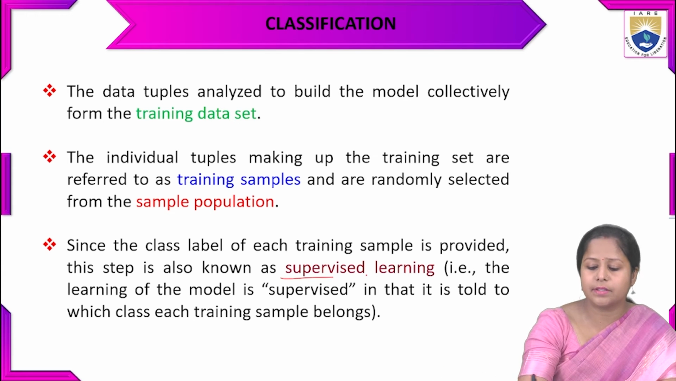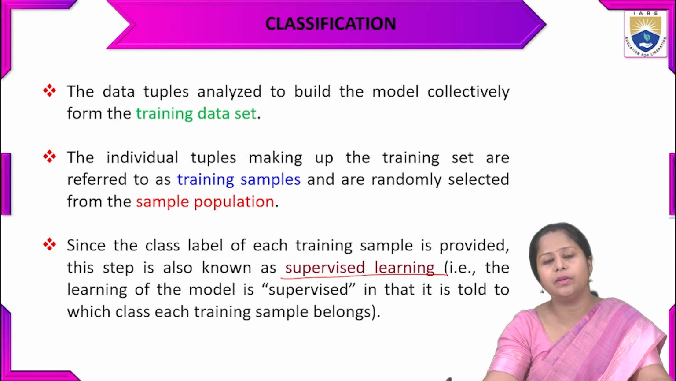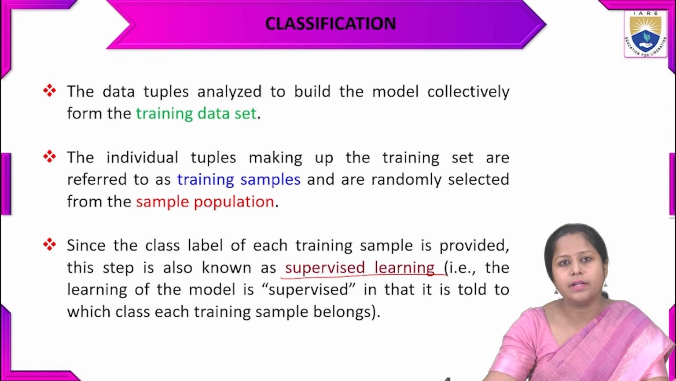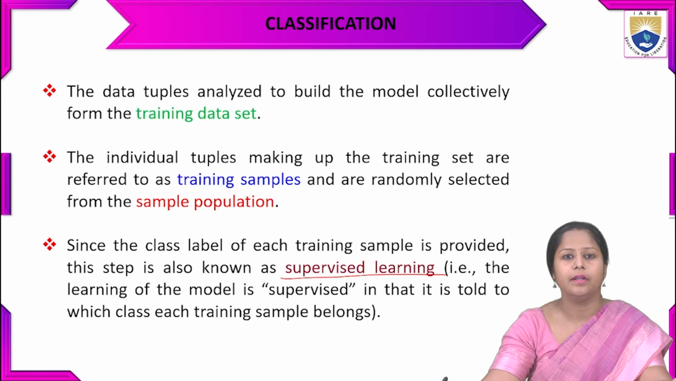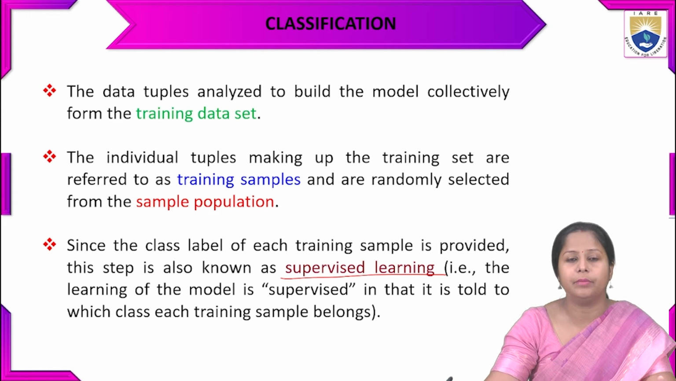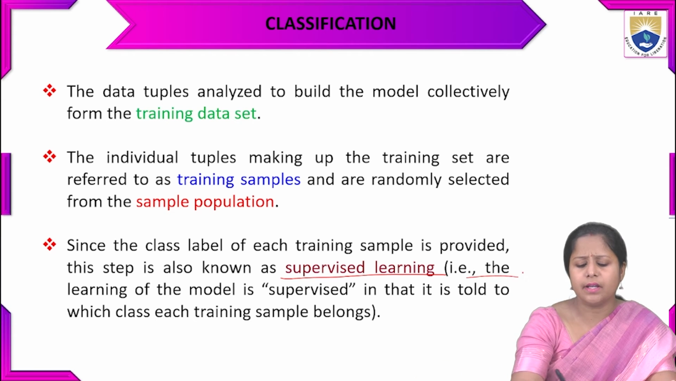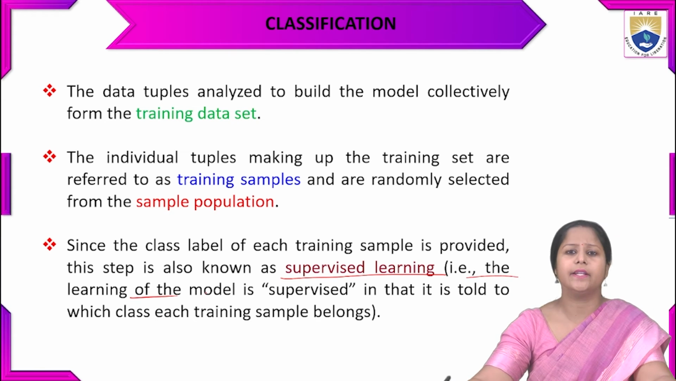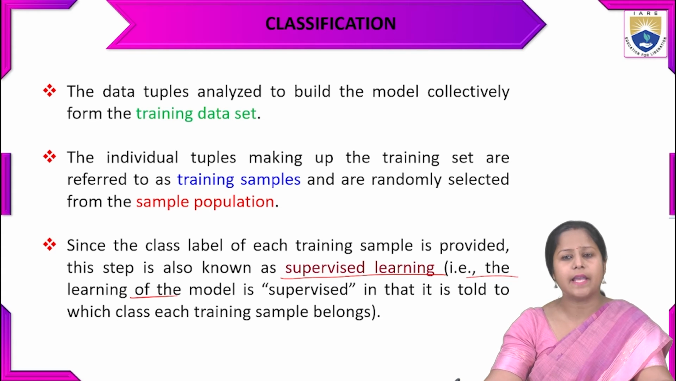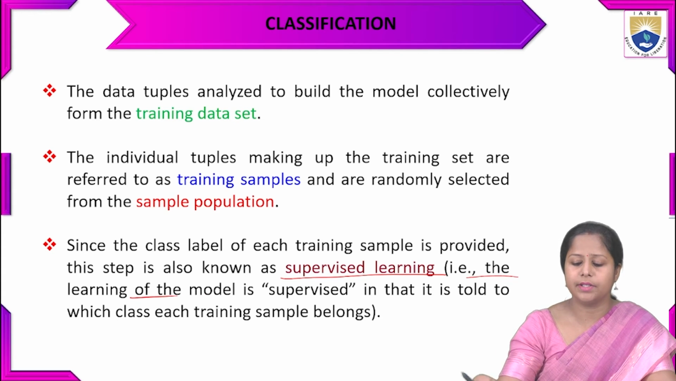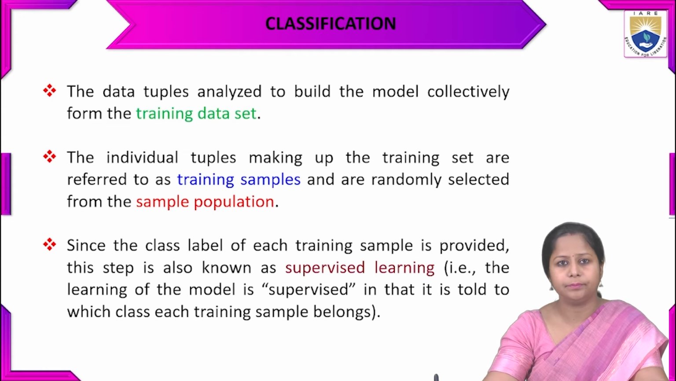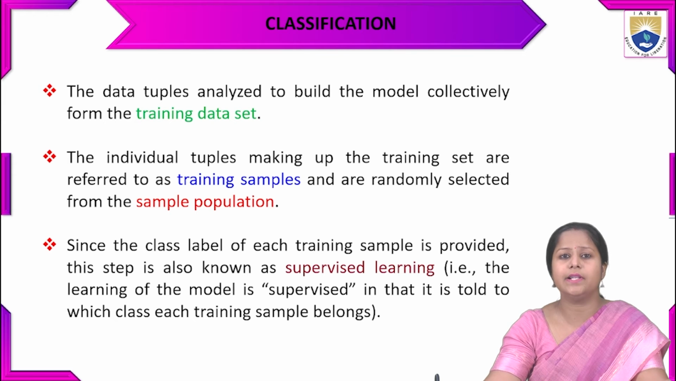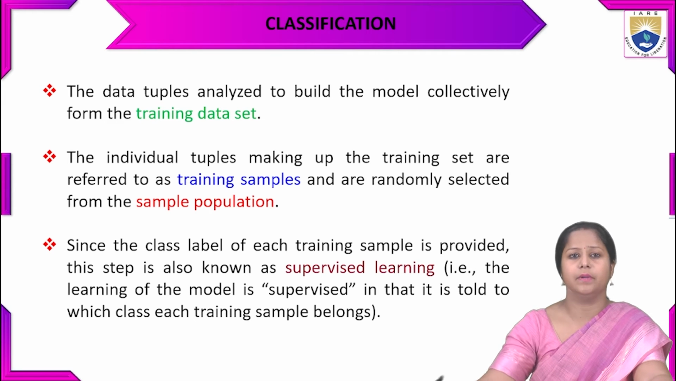How do we say that it is supervised learning? Because we are giving the model training sets, and on the basis of the training set the model is going to learn something. We have to train the model about something. So the learning of the model is supervised in that it is told which class each training sample belongs to. Basically, supervised learning is nothing but providing the already known class labels, and the model is going to predict the unknown class labels.